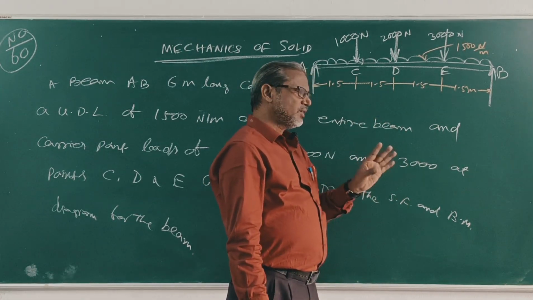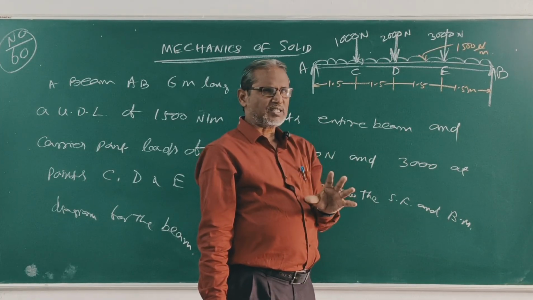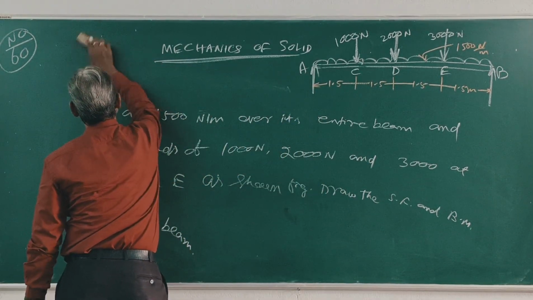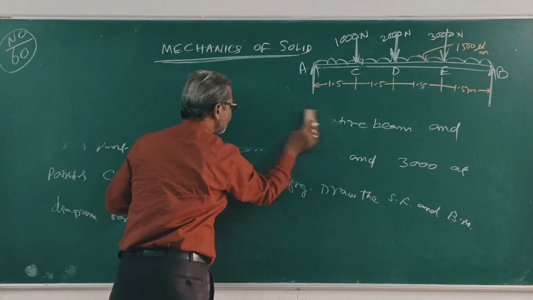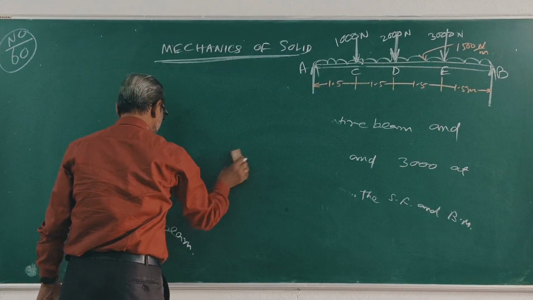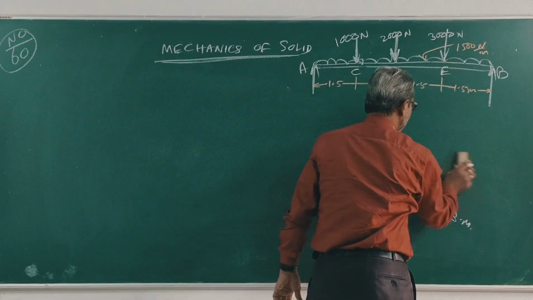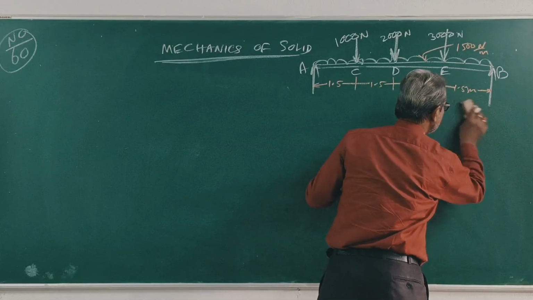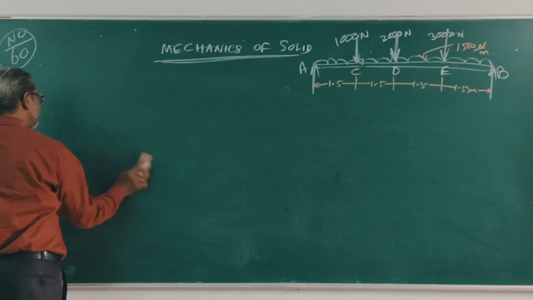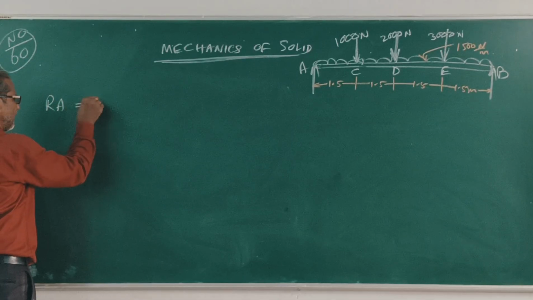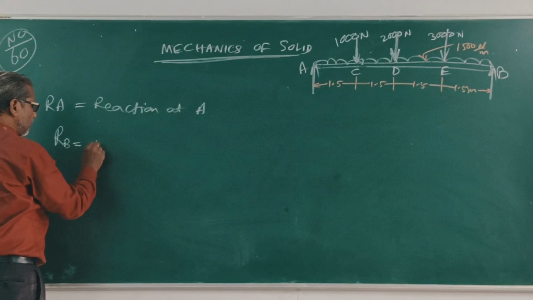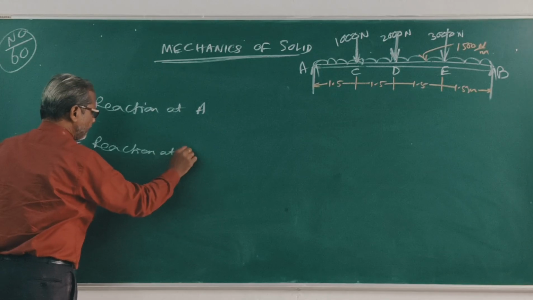Now, this is a simply supported beam. First find out the reactions at the supports A and B. Let RA be the reaction at A, and RB be the reaction at B. Clear?